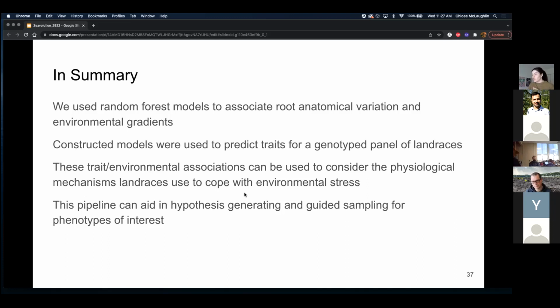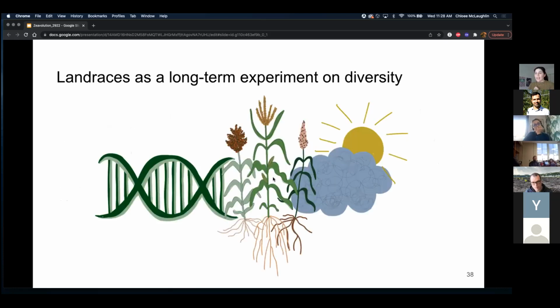One, we can use it for hypothesis generating, where we can think about if something comes out of a random forest prediction, do we actually expect aerenchyma area to be affected by base saturation, or is base saturation of soils a proxy for another environmental feature that we're going to predict affects aerenchyma area? And then two, guided sampling for phenotypes of interest. If we recover that there is a large difference in a phenotype as related to two different locations, we can be really specific in where we're picking individuals to phenotype to then think about that trait of interest in the context of environment. And so ultimately here we're using landraces as this long-term experiment on diversity through environmental correlations.